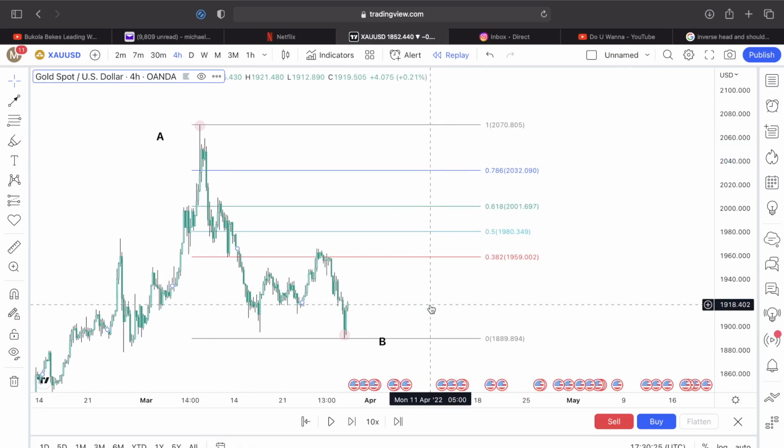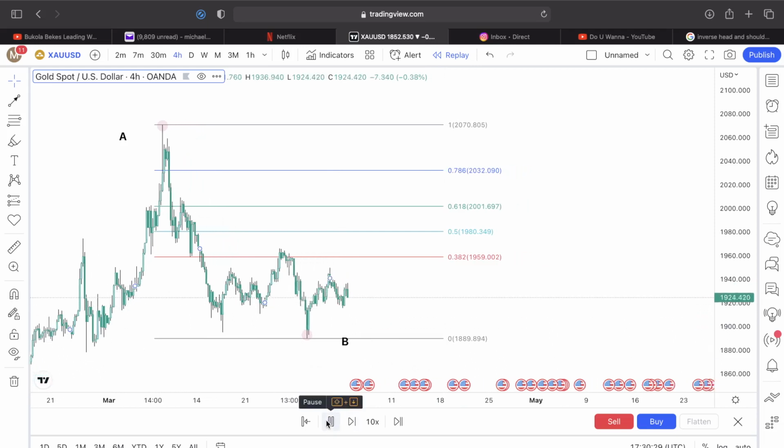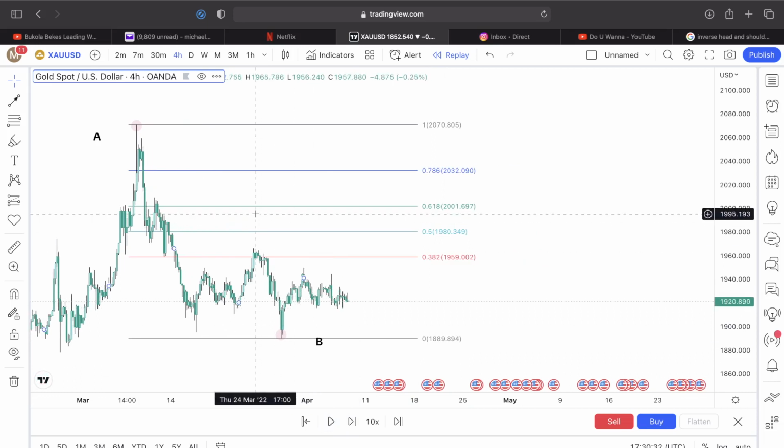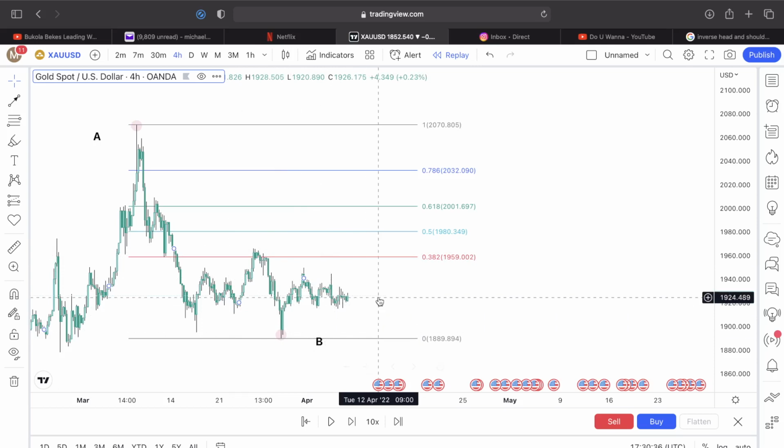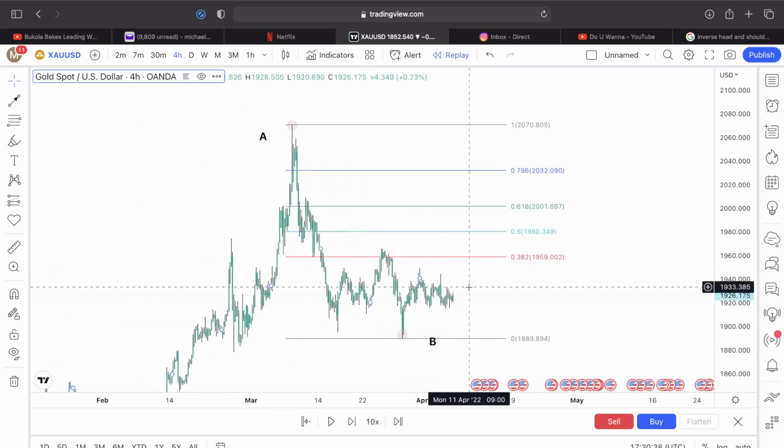So for instance, we're just going to play, have a replay button, play around. Now we can see that the structure hasn't been broken. So we know that structure wise, we're still in the right position to sell.